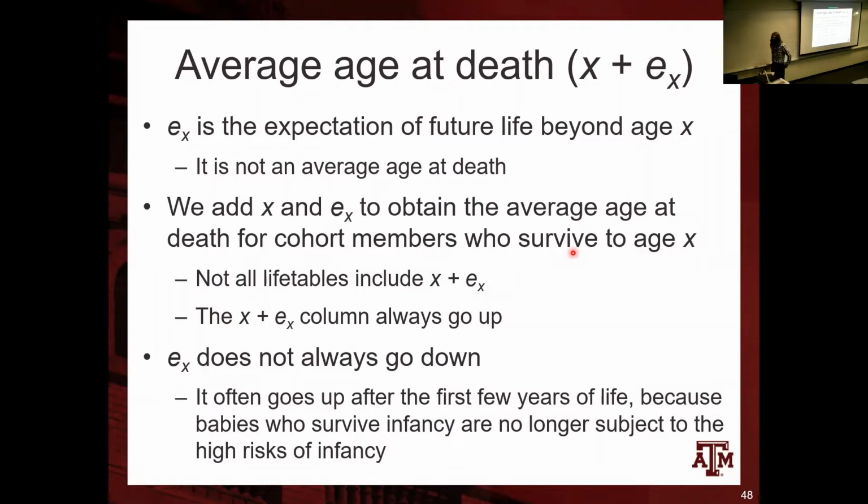And always the x plus ex column goes up, because once I reach a further age group, I didn't die because of previous chances, so I gained some additional years of life. But the ex column does not always go down. It often goes up after the first years of life, because some babies who survive infancy, who survive the first age group from 0 to 1, are no longer at risk of dying to those high infant mortality rates. So sometimes the ex column can go up a little bit from the first to the second age group, okay?